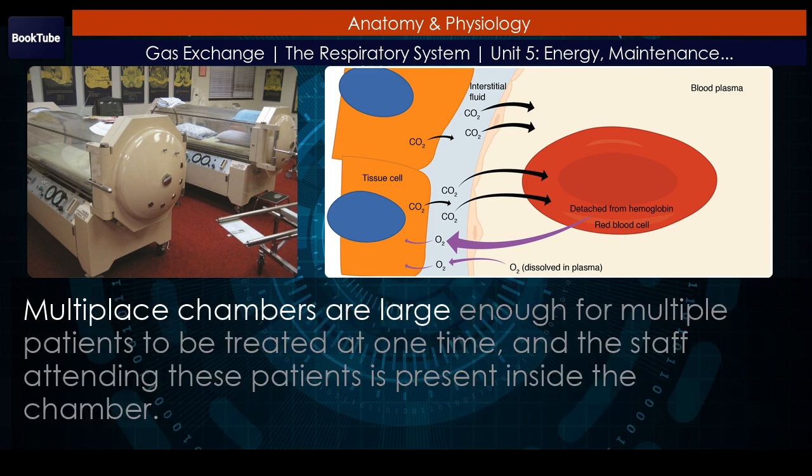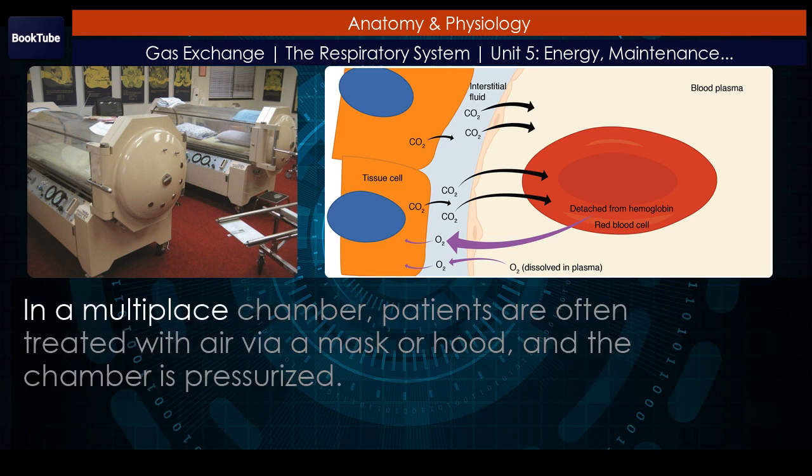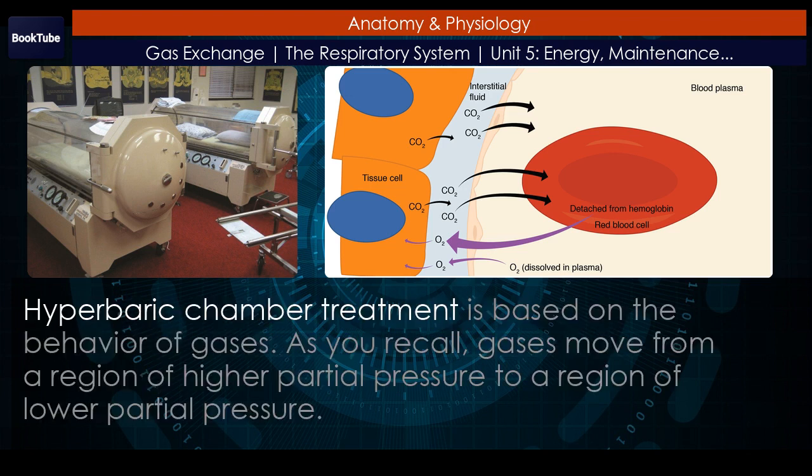Multiplace chambers are large enough for multiple patients to be treated at one time, and the staff attending these patients is present inside the chamber. In a multiplace chamber, patients are often treated with air via a mask or hood, and the chamber is pressurized. Hyperbaric chamber treatment is based on the behavior of gases. As you recall, gases move from a region of higher partial pressure to a region of lower partial pressure.